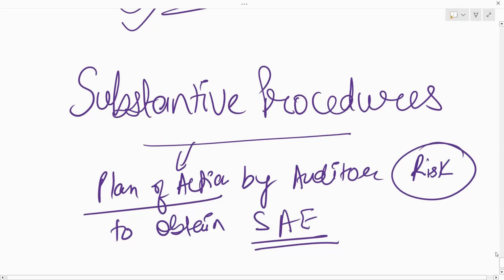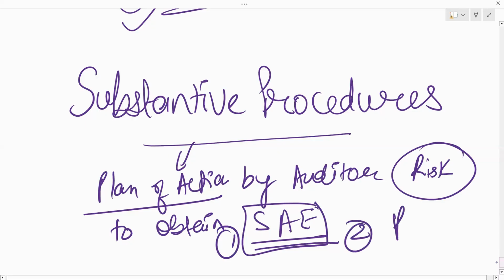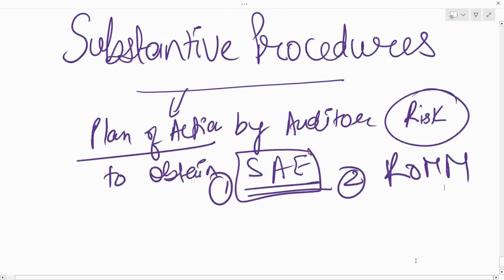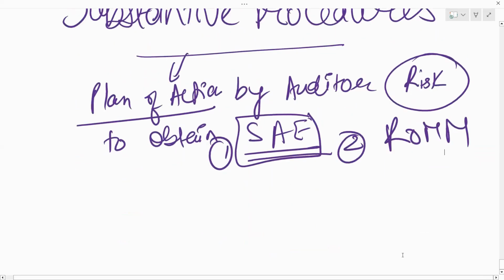So here we discuss two things. Firstly, the sufficient appropriate evidence. Secondly, to detect the risk of material misstatement, to see if we have any misstatements in the question or not. So these are substantive procedures, which are very different from your audit response, your control recommendations, test of controls, all of these things.